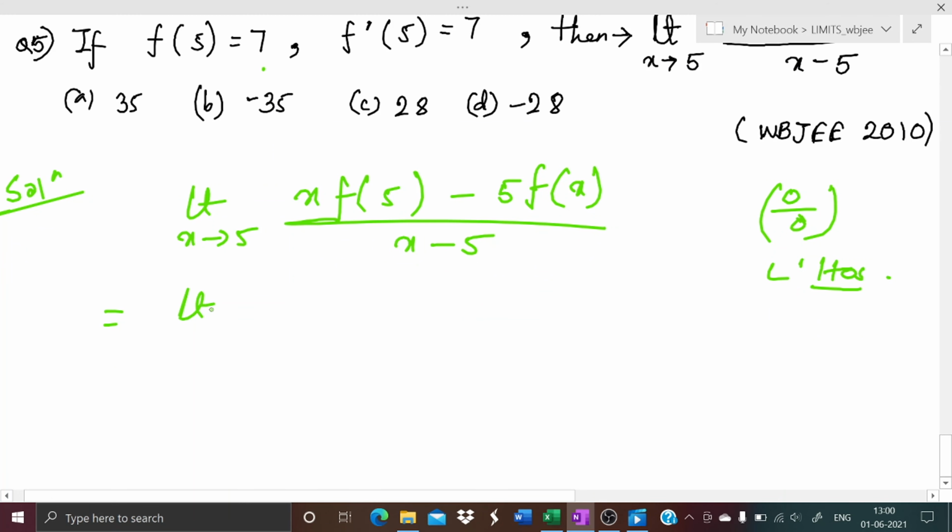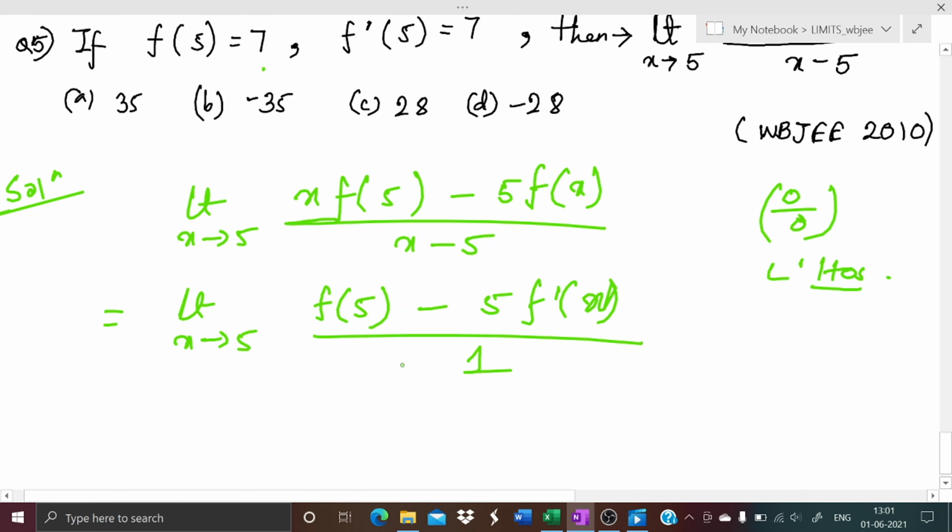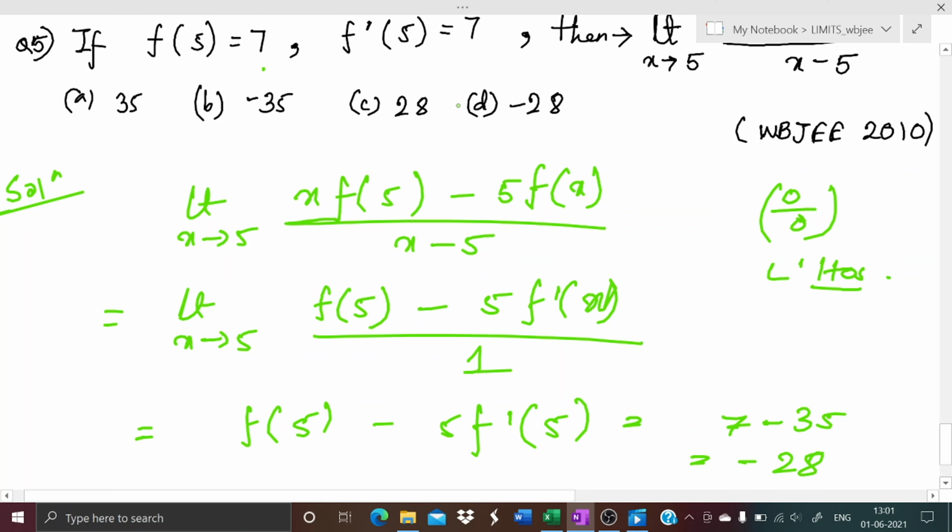So it will be limit x tends to 5. Differentiate this. First term will be equals to f of 5 minus 5 f dash x by 1. Now this is no longer in any 0 by 0 form, so directly you can put the value, that is f of 5 minus 5 f dashed 5, that is equals to 7 minus 35, that is equals to minus 28. So option D is the correct answer.